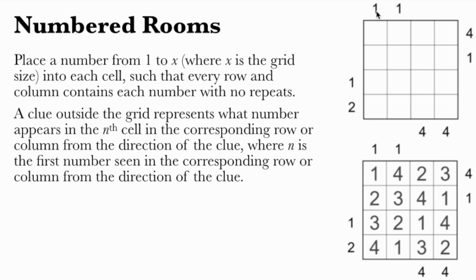This one clue is saying that 1 appears in whatever cell number this number ends up being. So in the example solution here, this is saying that 1 appears in the 4th cell. 1, 2, 3, 4. Lo and behold, that's a 1. 2 appears in the 4th cell from this direction. Here it's saying 4 appears in the 2nd cell from the bottom. So the side that the clue is on does matter. Those are all of the rules to a numbered rooms puzzle.